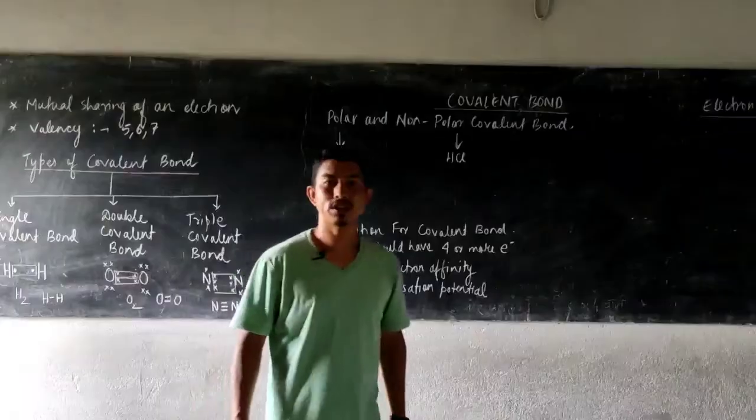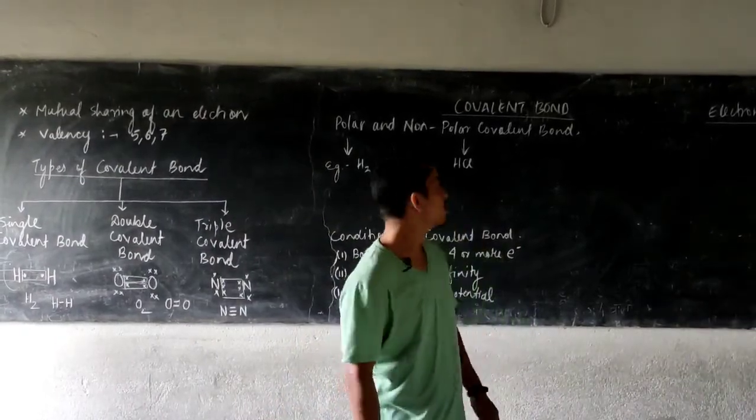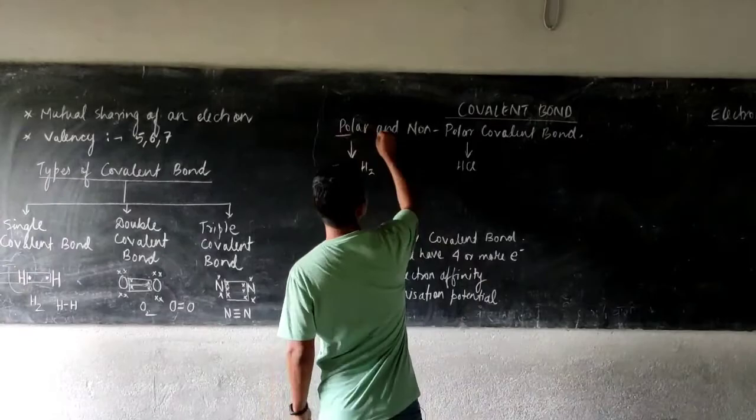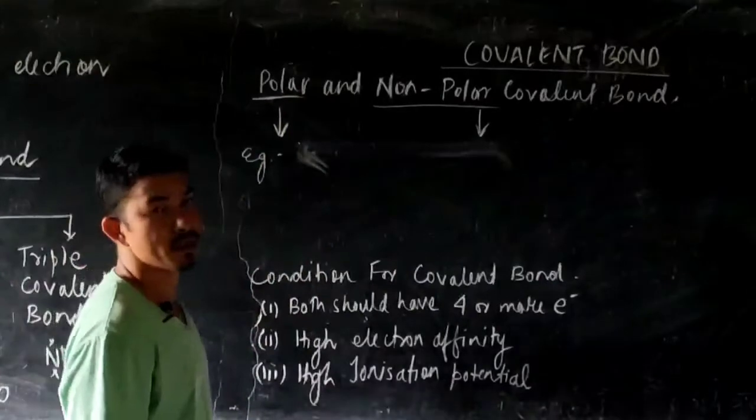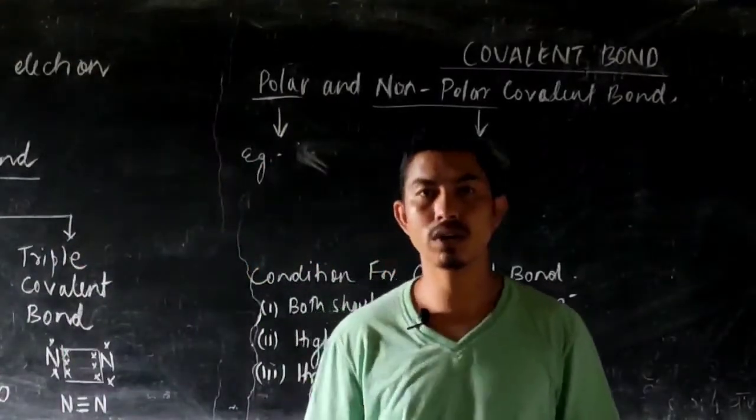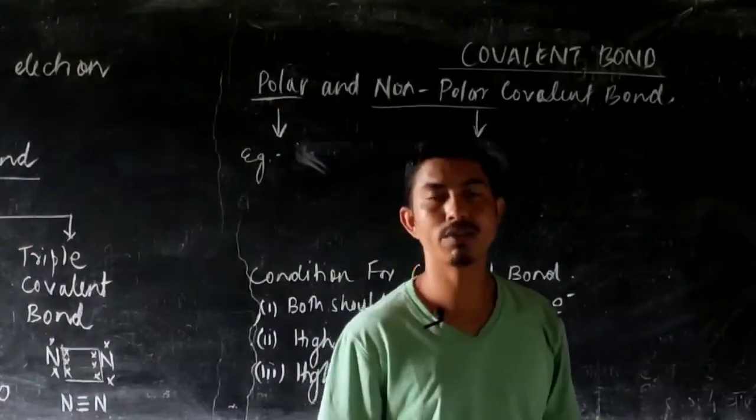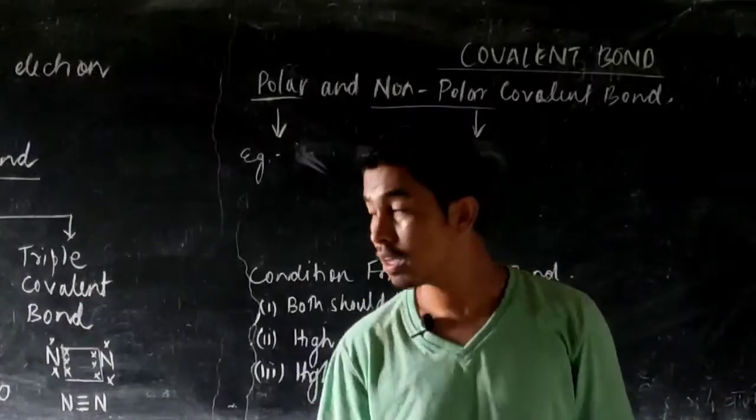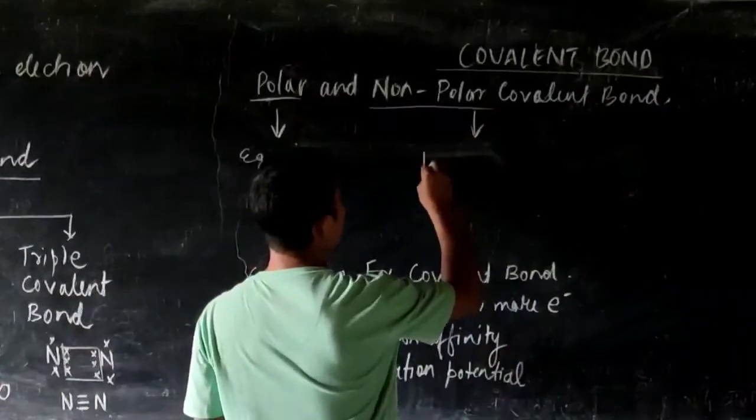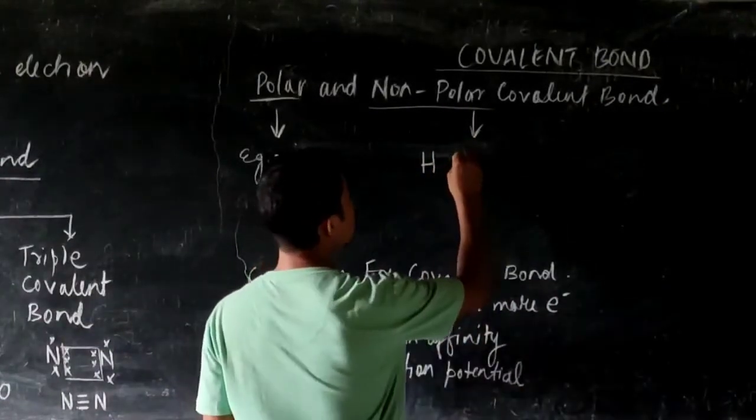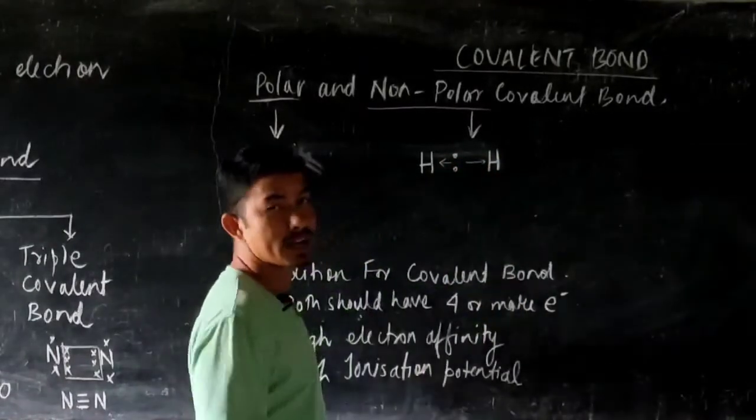Now, apart from classifying the covalent bond as a single, double or triple covalent bond, it can also be classified as a polar and a non-polar covalent bond. The polar covalent bond is the one in which the shared pair of electrons is not at an equal distance from both the combining atoms, and non-polar covalent bonds are the ones in which the shared pair of electrons is at an equal distance. For example, when hydrogen shares a pair of electrons, the shared pair is at an equal distance from both of the hydrogen atoms.